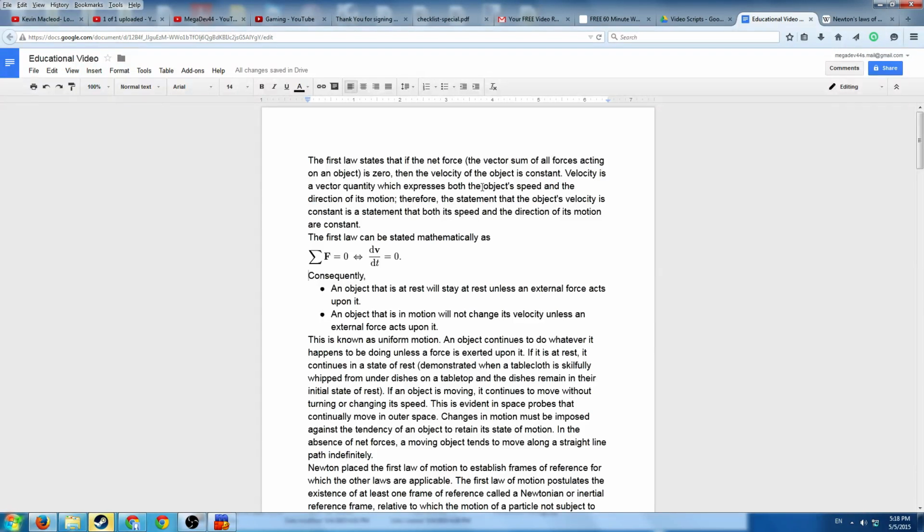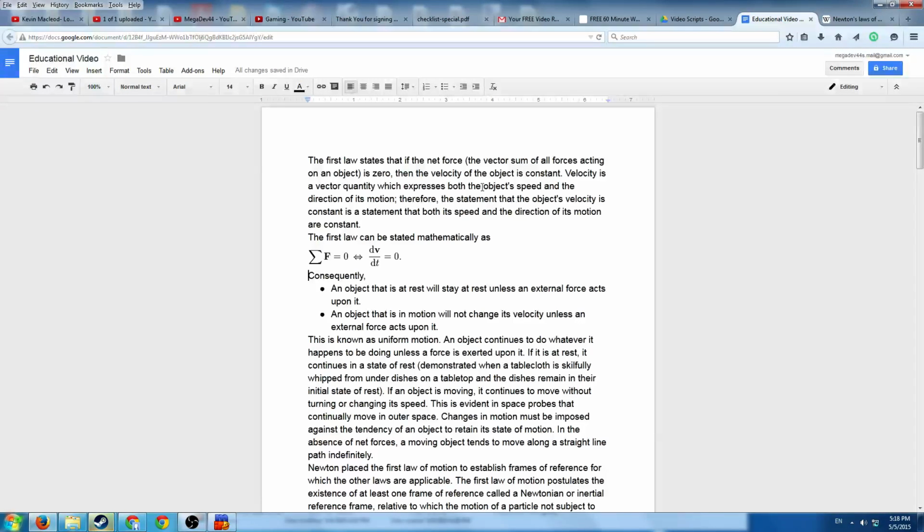The first law states if the net force, the vector sum of all forces acting on an object, is zero, then the velocity of the object is constant. Velocity is a vector quantity which expresses both the object's speed and the direction of its motion. Therefore, the statement that the object's velocity is constant is a statement that both its speed and direction of its motion are constant.